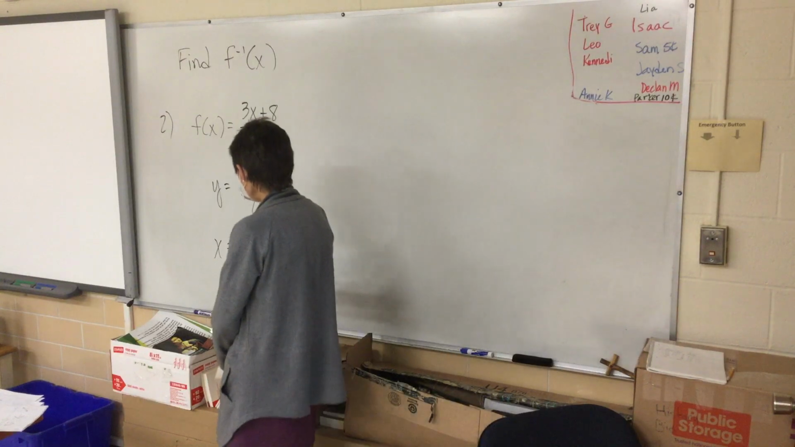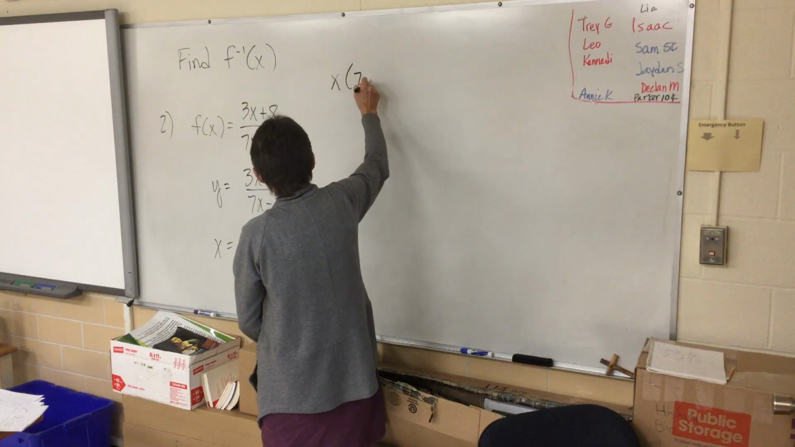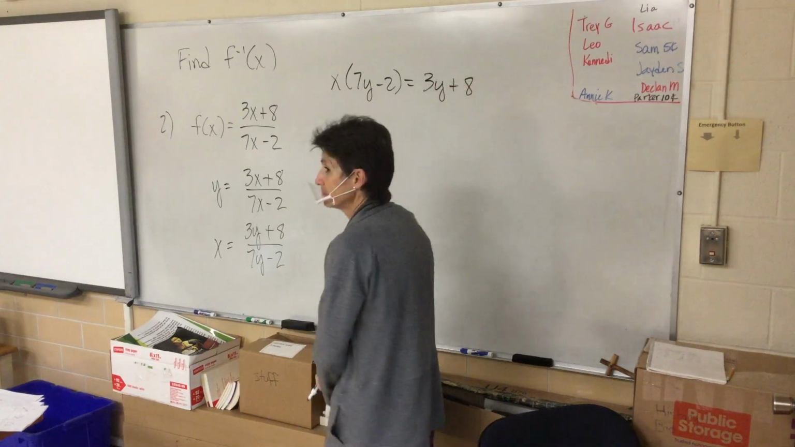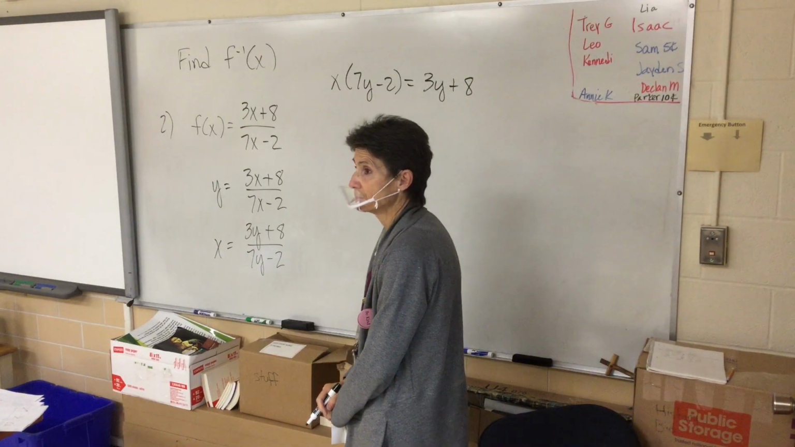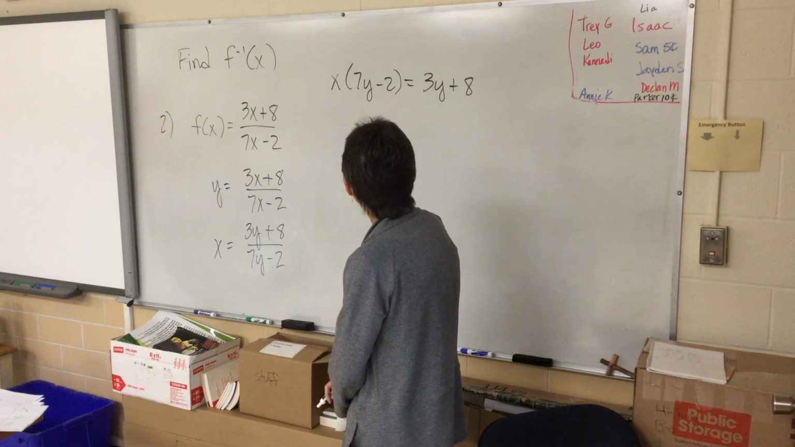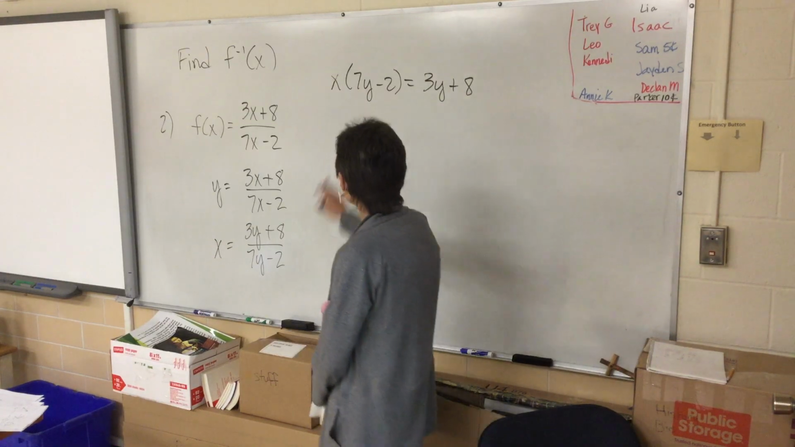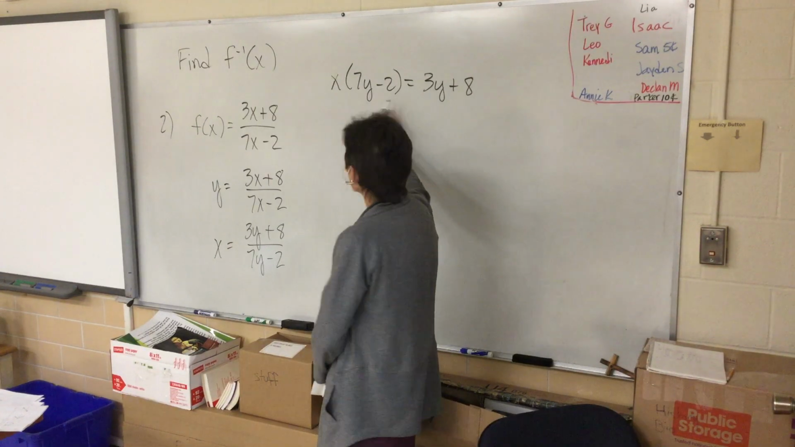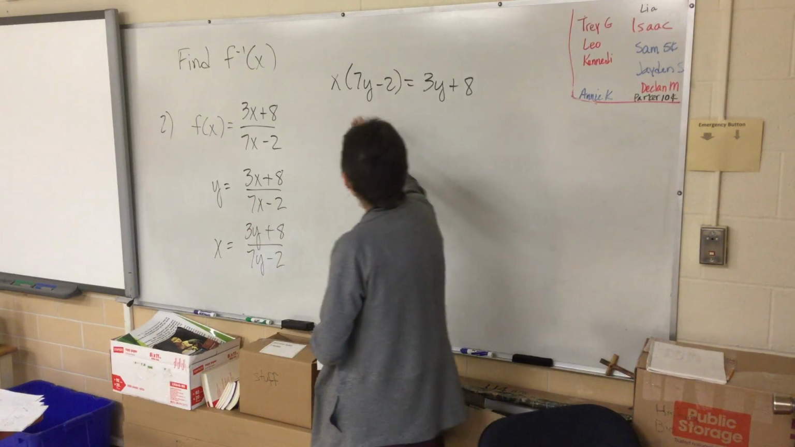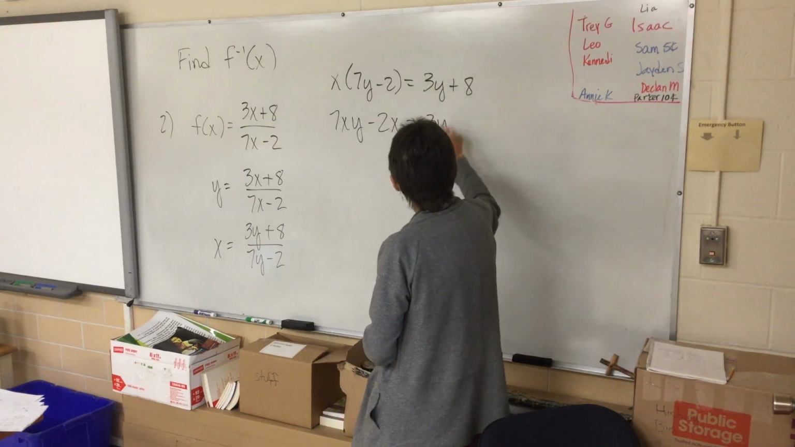We're going to multiply this over to here, right? So we're going to have x(7y - 2) equals 3y + 8. This is more like the ones we did before, where we pull y out. I'm going to pull y out, but not yet. I can't pull y out yet. Now I have to distribute, right? You've got a y over here and a y over here. You can't deal with that. We have to fix that problem. So 7xy - 2x equals 3y + 8.